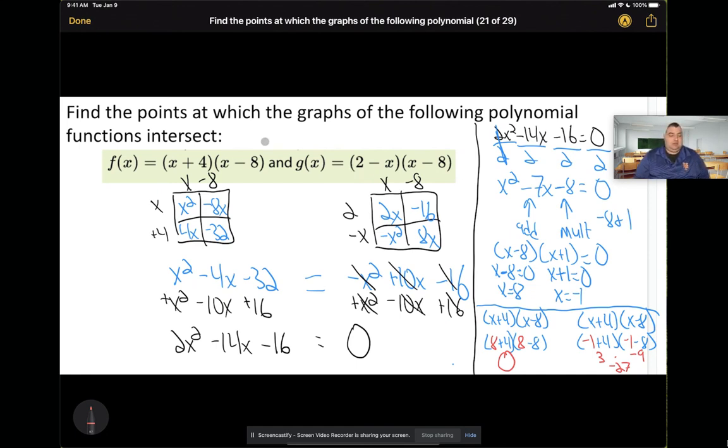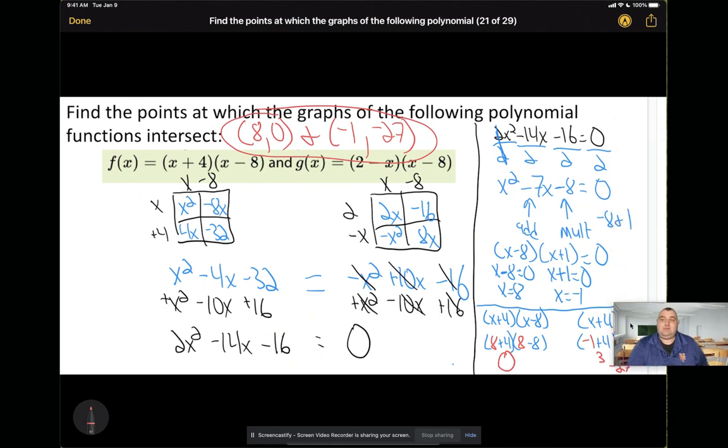So to answer the question, the points of intersection are going to be 8, comma 0, right? x equals 8, y equals 0, and negative 1, comma negative 27. Those are my 2 points of intersection, and that is it for this lesson.